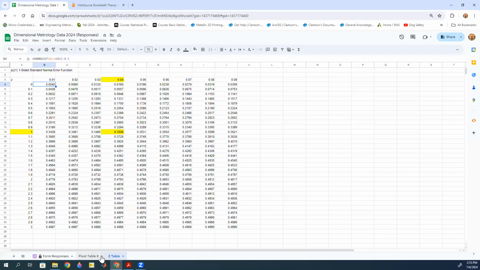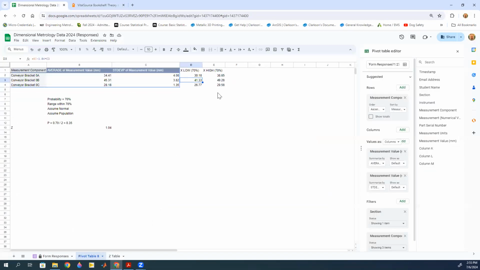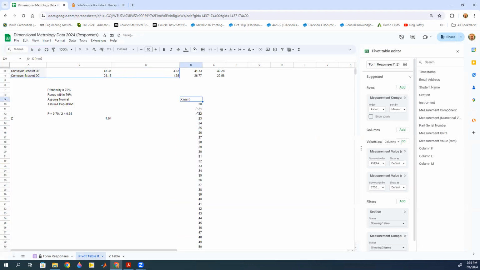We can go back and take a look at what this looks like for this guy right here. So let's assume an X value in millimeters for measurement A. We'll start at 20 millimeters, and then we'll just add 1 to that, and we'll go down to about 50. Okay, and from there, we'll compute the probability of that X occurring using a normal distribution.